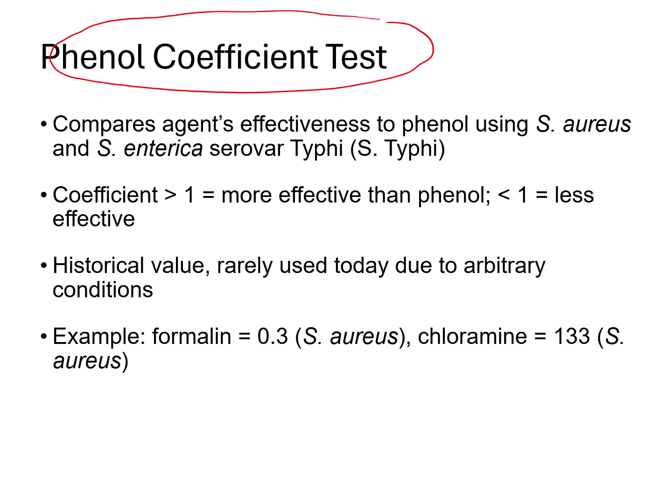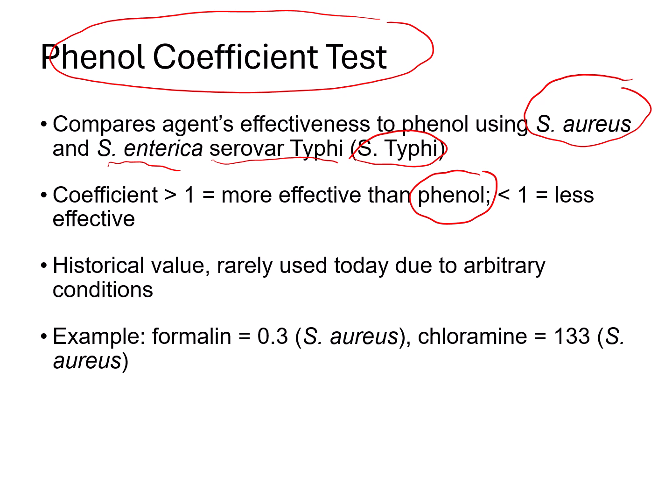The phenol coefficient test was one of the earliest ways used to measure disinfectant effectiveness, and it compares a chemical's ability to kill microbes with that of the chemical phenol. And in the past, we used two test organisms, Staphylococcus aureus, which is a gram-positive bacterium, and Salmonella enterica serovar typhi, or S. typhi. This is a gram-negative bacterium. It's a specific strain of Salmonella bacteria that affects humans.